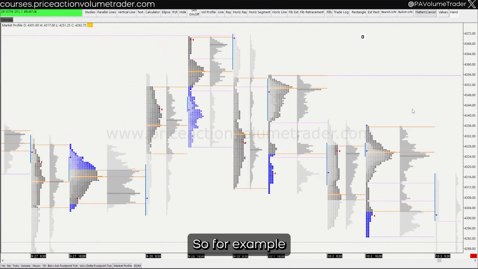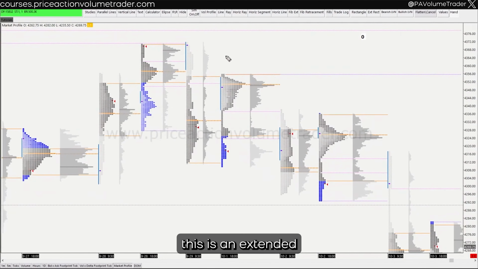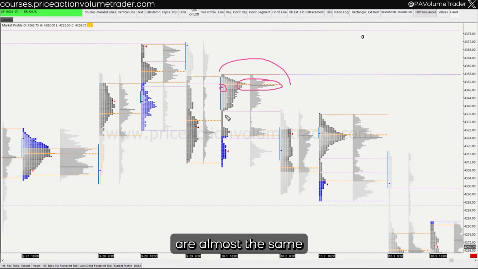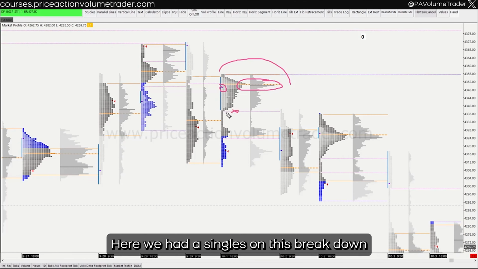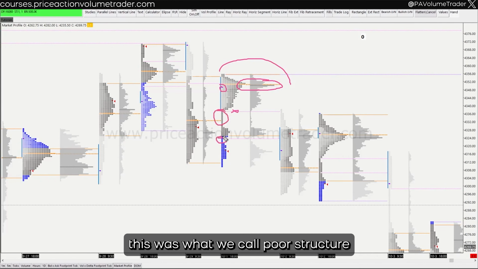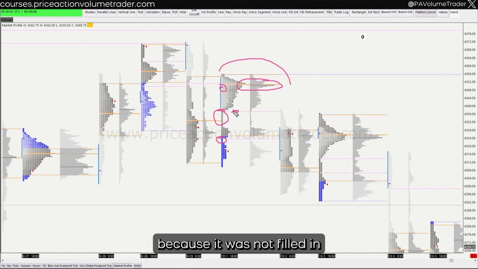So for example, here, this is an extended trading hours profile again, but you can see how at market open right here, the point of control for the market profile and volume profile are almost the same. Here we had singles on this breakdown, and then you can see this was what we call poor structure because it was not filled in.